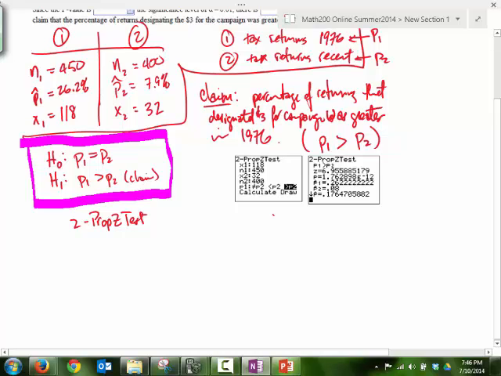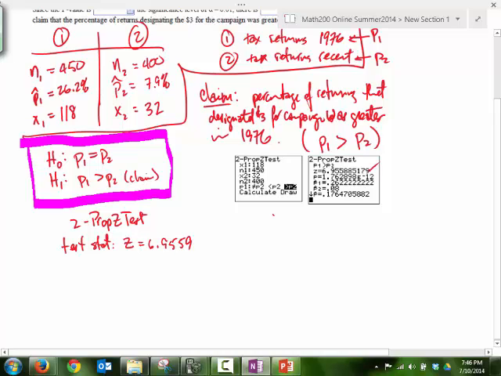I want you to write down your test statistic. It really helps if you write down your test statistic using the appropriate distribution. In this case, we're using a z distribution. So Z is equal to 6.9558, let's call it 6.9559. That's your test statistic.